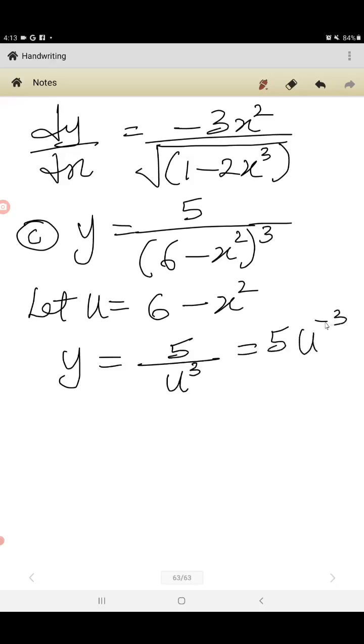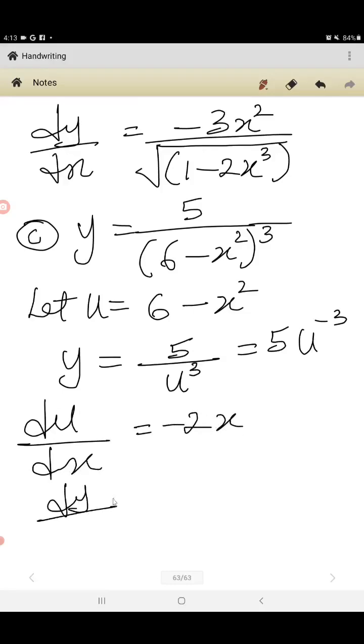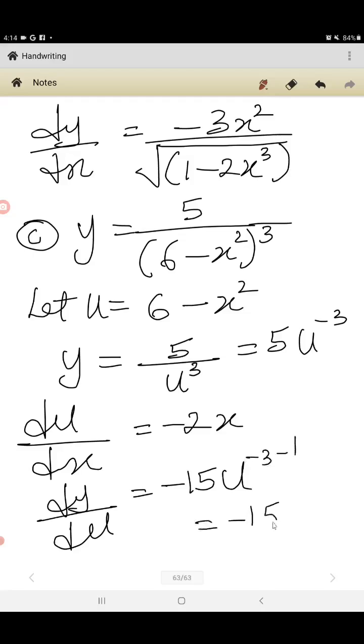With the help of indices, let's differentiate u with respect to x. It will give you minus 2x. That's all. Now let's differentiate y with respect to u. It gives you minus 15u to the minus 3 minus 1, which will be minus 15u to the minus 4. So we are able to get the two values now: minus 2x and minus 15u raised to power minus 4.